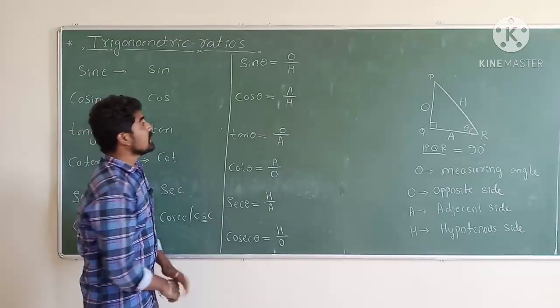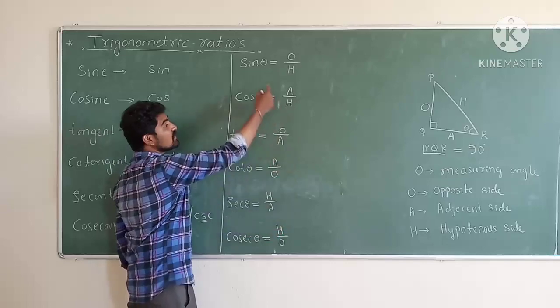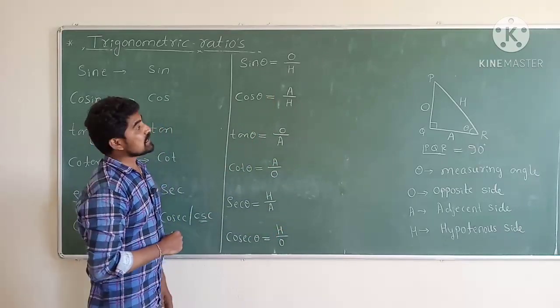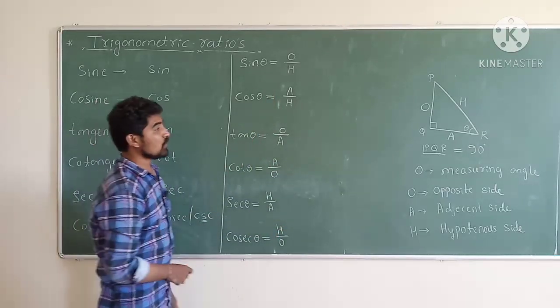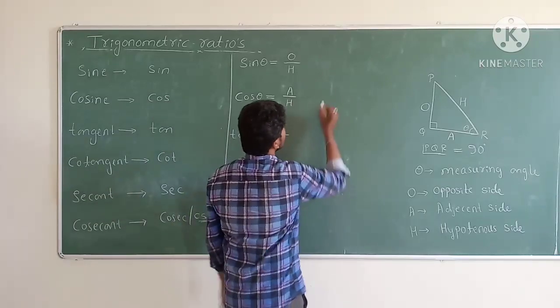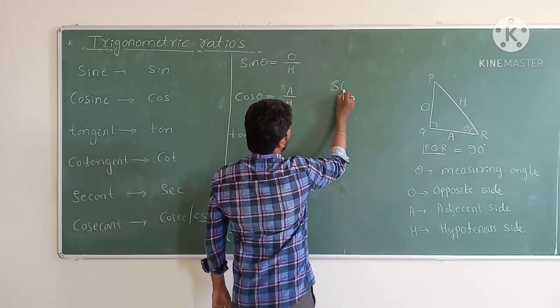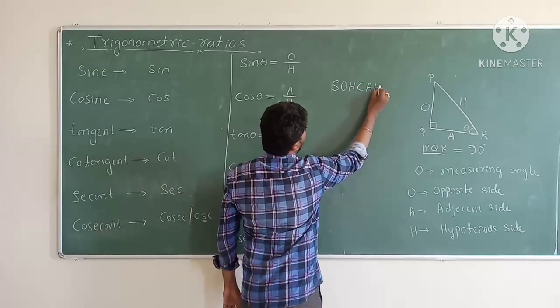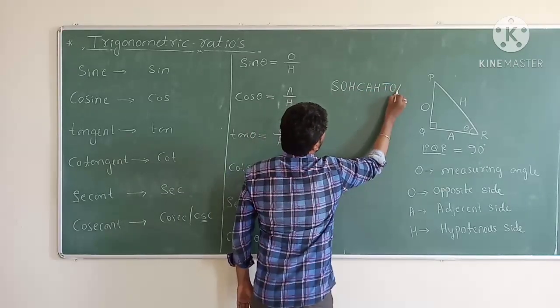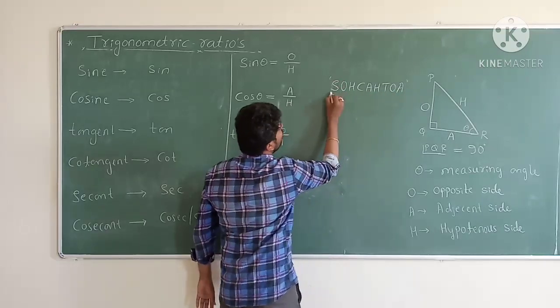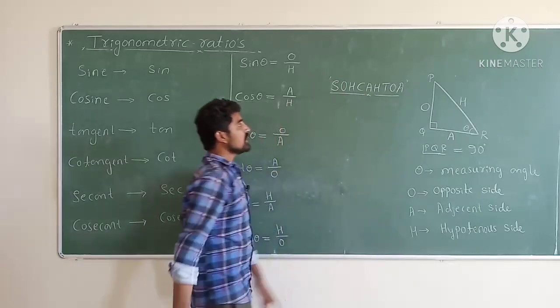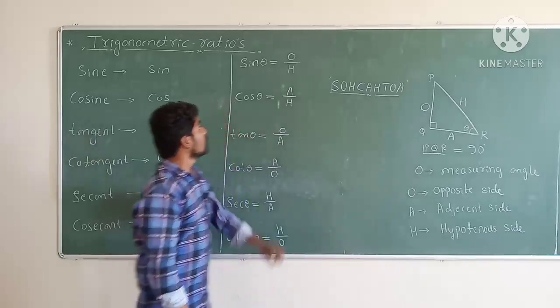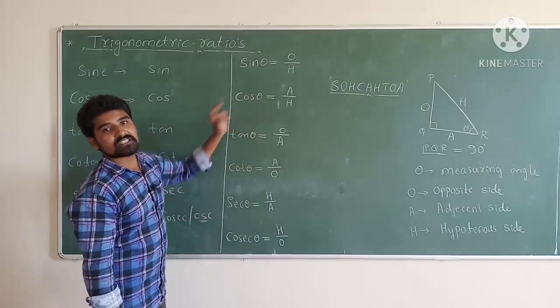And one more thing. The definition of all of these trigonometric ratios can be remembered by using only one word. That word is socanto. By remembering this one word, we may remember the definition of all these trigonometric ratios.